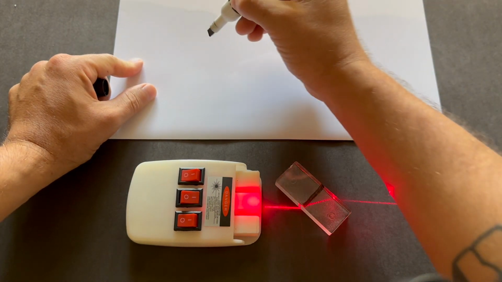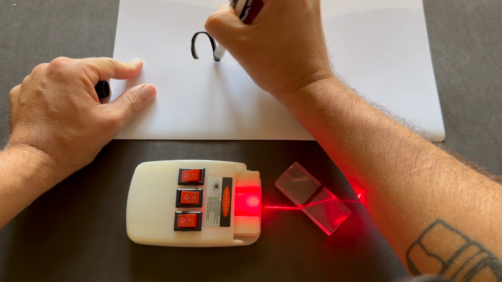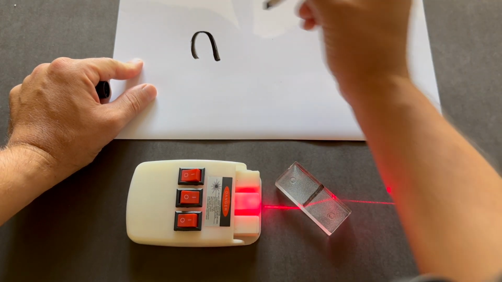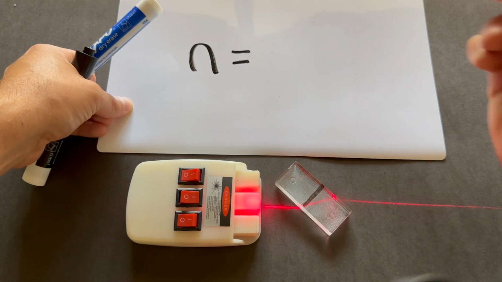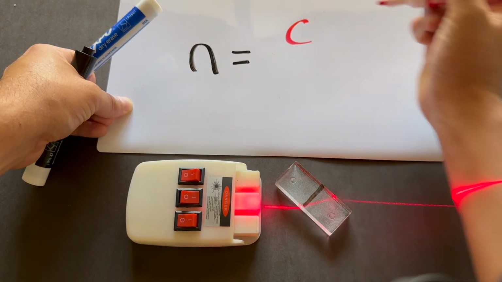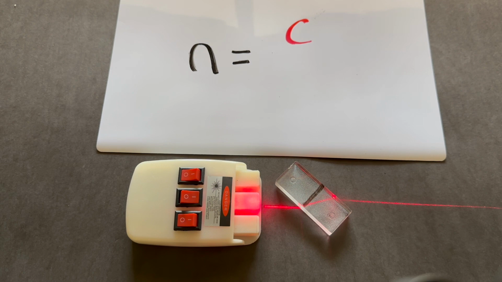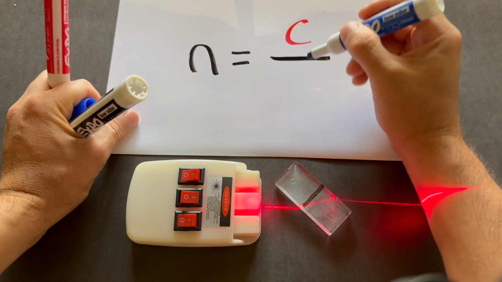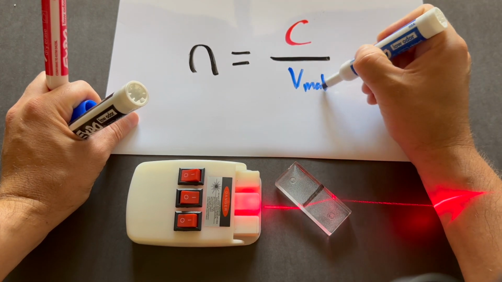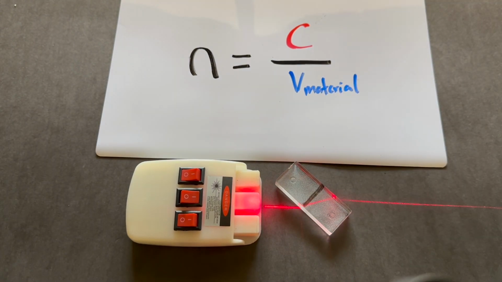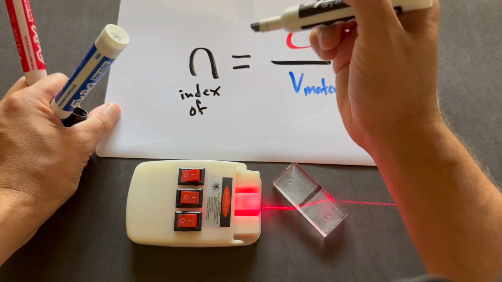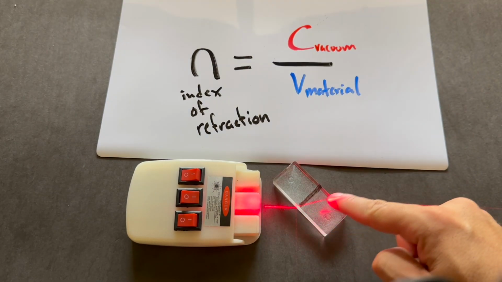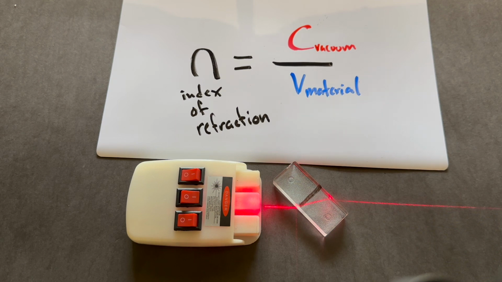Our index of refraction, n, is equal to the velocity of light in a vacuum, which is a constant, c, divided by the velocity of that same light ray in the material. So this ratio is known as the index of refraction, and it tells us how much this light bends as it passes through the material.